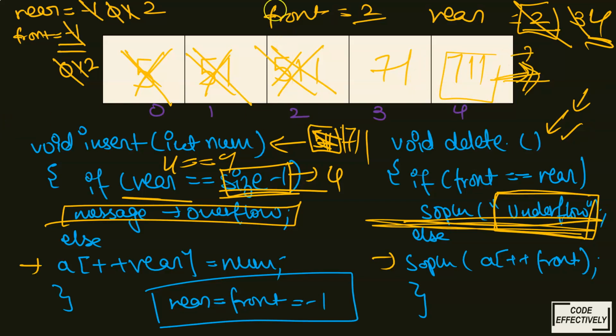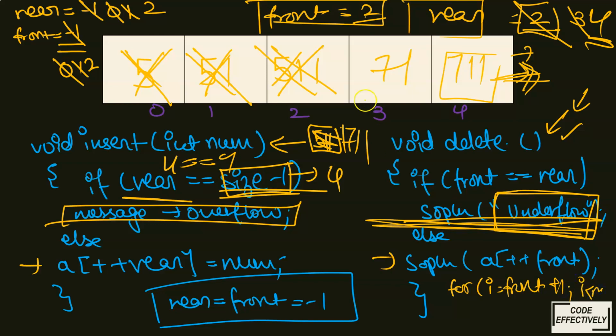So this is how your front and your rear work. Now your front is pointing to 2 and your rear is pointing to 4. If you want to display, you just have to make a short for loop: i equals front plus 1, and it will go till the rear, i less than or equal to rear, because we take i from the front and go till the rear, since we have only these numbers to display, that is 71 and 11. So front plus 1, it will start from 3 and go to 4. That's quite simple and obvious. Okay, this was the basic.